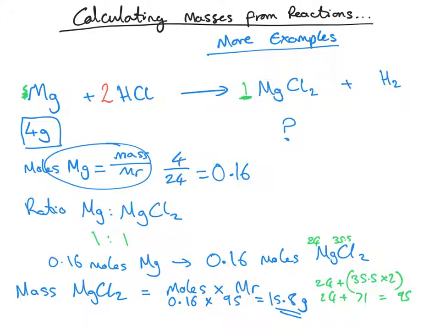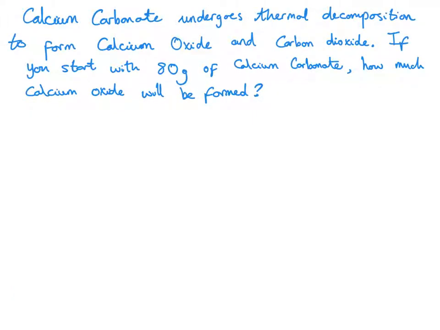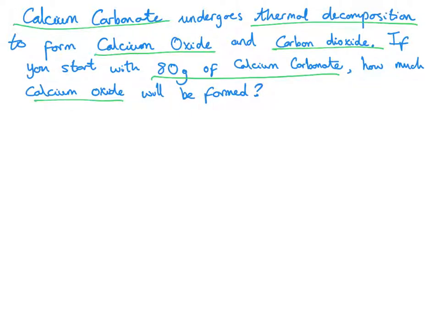Next one, I want you to try yourself before you look through the worked example. This one's more complicated because I've given it to you in a way that they might give it to you in the exam. So as a word, and then you need to put in what you understand. Calcium carbonate undergoes thermal decomposition to form calcium oxide and carbon dioxide. If you start with 80 grams of calcium carbonate, how much calcium oxide will be formed?